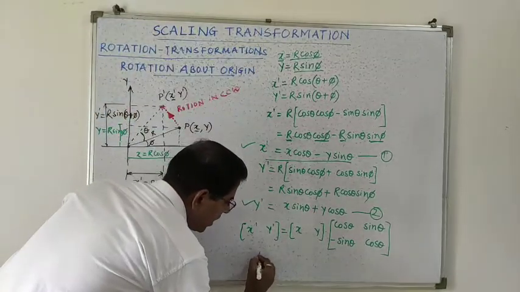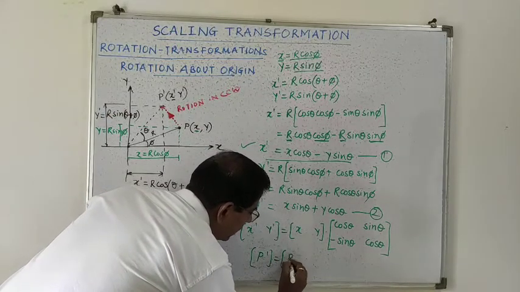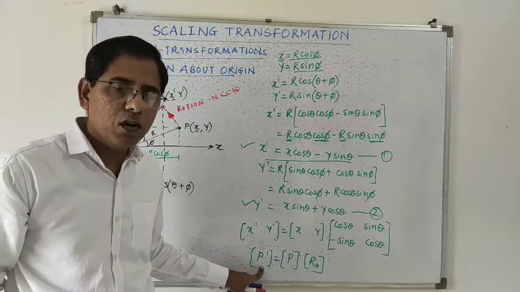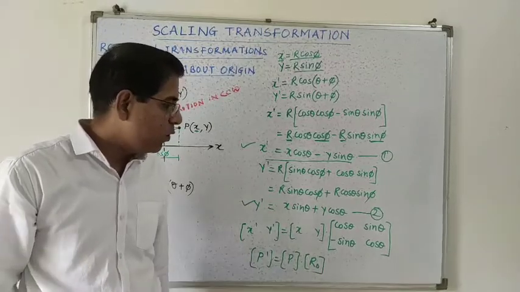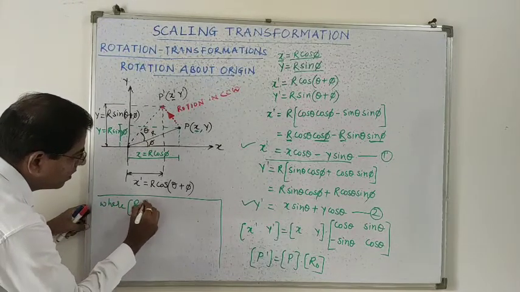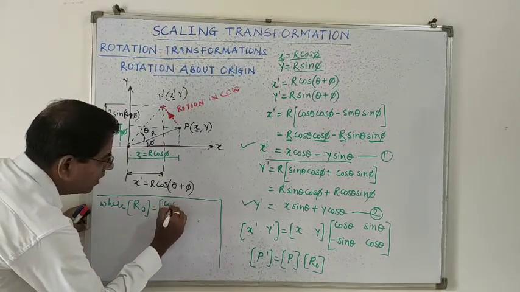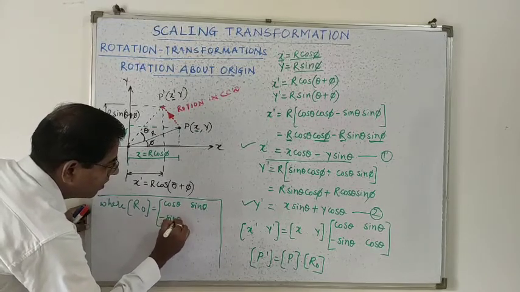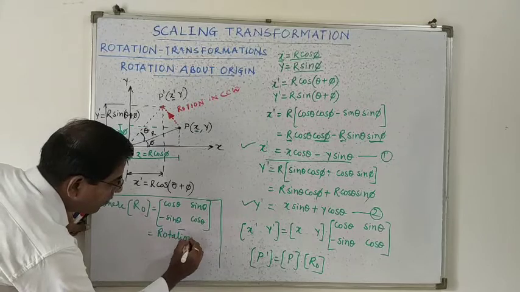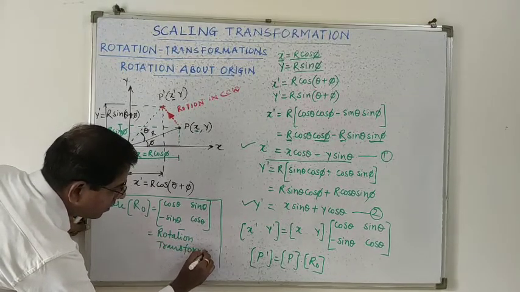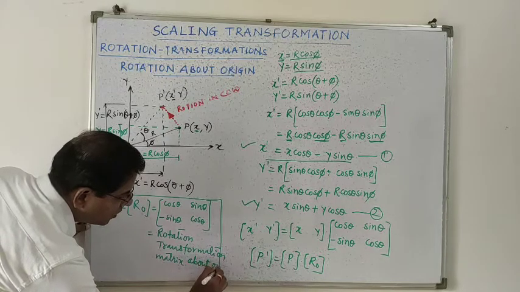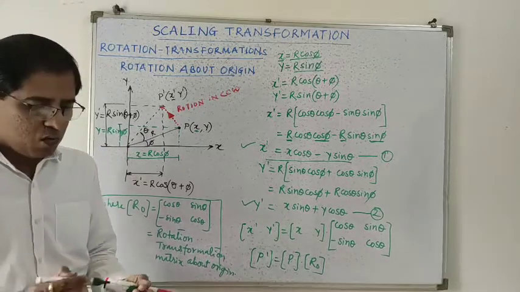So in this way, without changing the meaning of the two equations, we have written it in matrix form. So this can be simplified as P dash is equal to P into RO, where P dash is the coordinate of the transformed figure, P is the coordinate of the original figure, and RO is cos theta, sin theta, minus sin theta, cos theta, and this is called the rotation transformation matrix about origin.